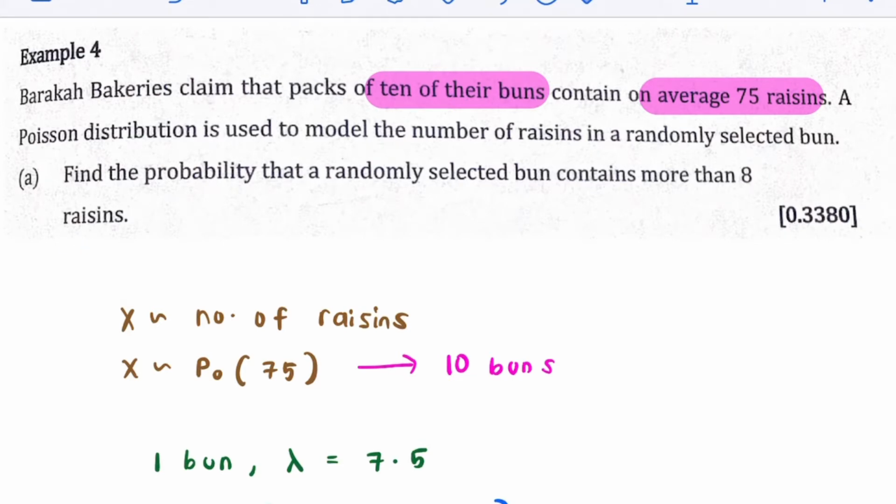So you have a Poisson distribution, with an average of 75 raisins for 10 buns. Random variable X will be the number of raisins, and X follows a Poisson distribution with mean 75 for 10 buns. The question asks about a randomly selected bun, meaning it asks for one bun only. So lambda will be 75 divided by 10, which is 7.5.